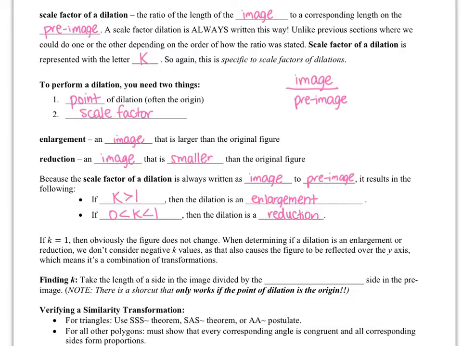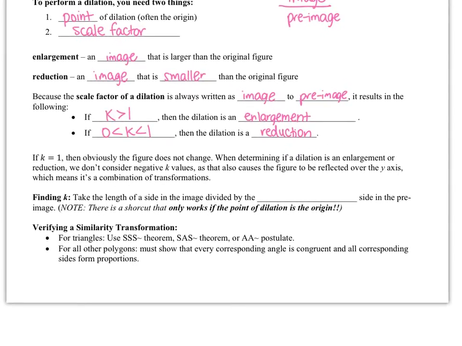So k greater than 1 is an enlargement. K between 0 and 1 is a reduction. Now, why k not equal to 1? Well, if k is equal to 1, then obviously it's the same exact figure, so that would be a congruent figure. So when determining if a dilation is an enlargement or reduction, we don't consider negative k values, and I just talked about that.